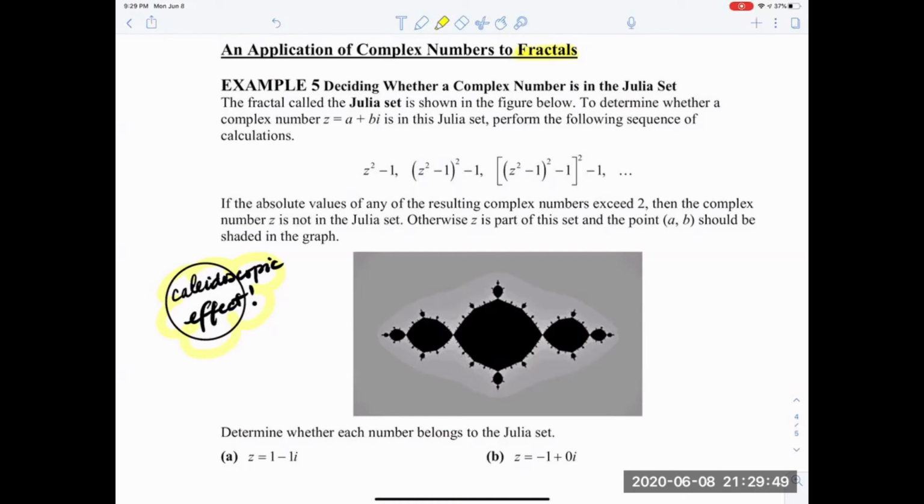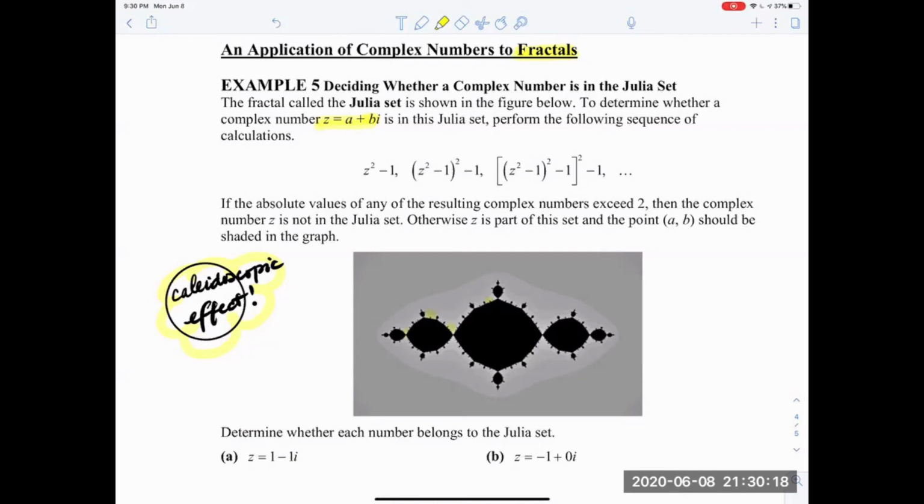But remember, a Julia set is nothing else but a complex number. It's a function, and it has certain properties. So for this particular level, we are just going to look at whether a fractal called a Julia set is shown in a picture. They show you one of them, to determine whether this complex number in this Julia set could be anywhere, right? We don't know where it is exactly.